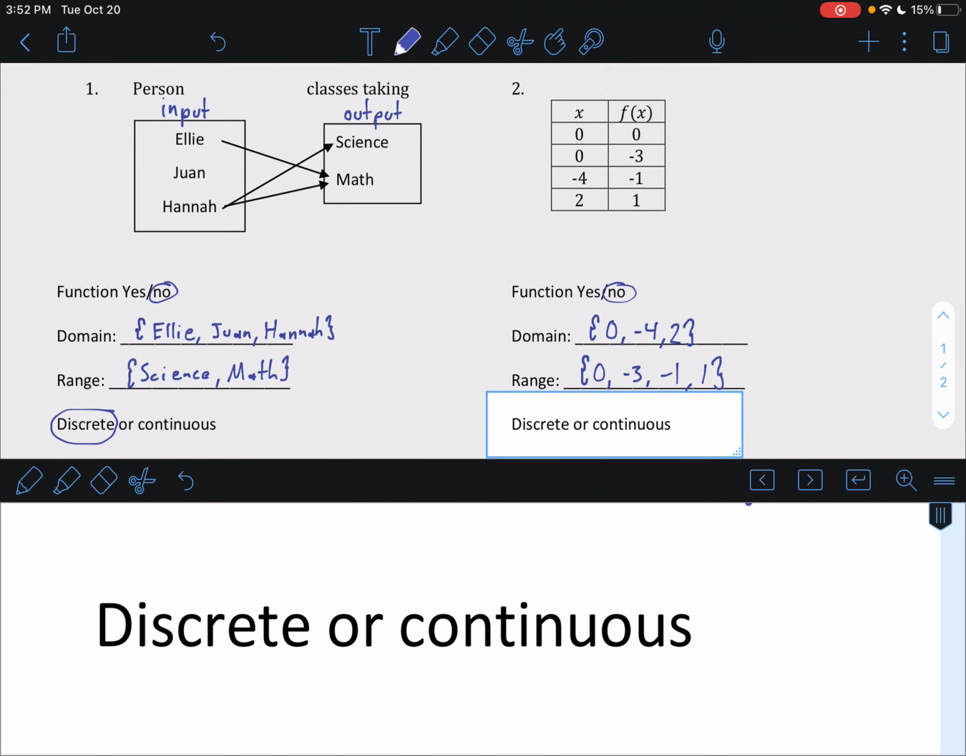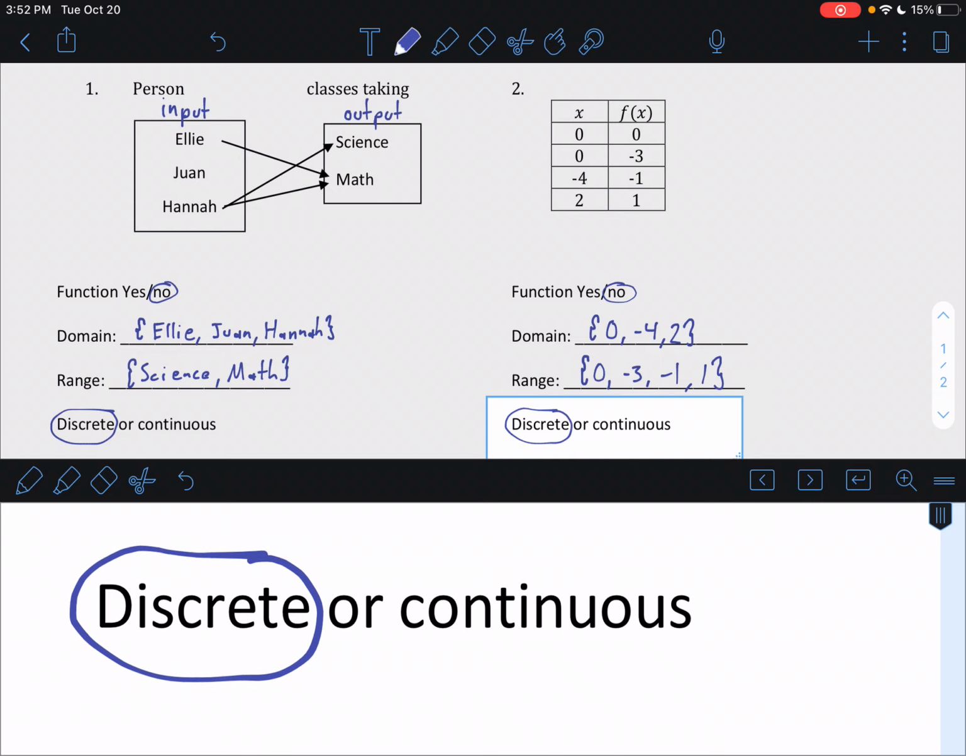And is this one discrete or continuous? Well, I don't know if I can plug in any value of x and get an output from this. I only know about 0, -4, and 2. So this would be discrete because it's just a bunch of dots. If I were to plot this, it would just look like a bunch of points.